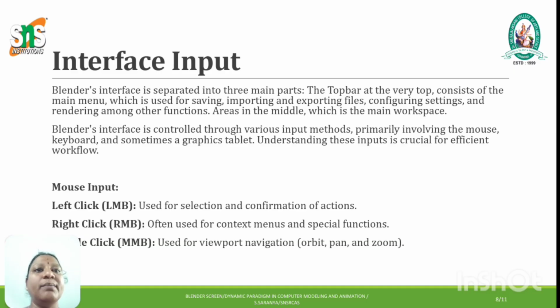Interface input. The Blender interface is separated into three main parts. The top bar at the very top consists of the main menu, which is used for saving, importing and exporting files, configuring settings and rendering, among other functions. Areas in the middle make up the main workspace. The Blender interface is controlled through various input methods, primarily the mouse, keyboard and sometimes a graphic tablet. Understanding this input is crucial for an efficient workflow.